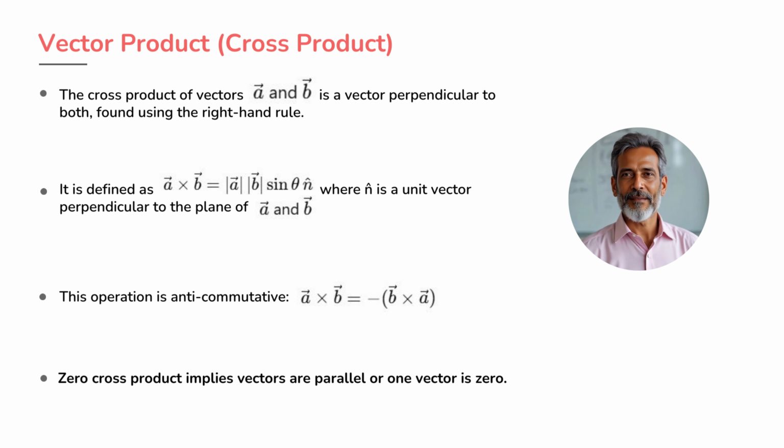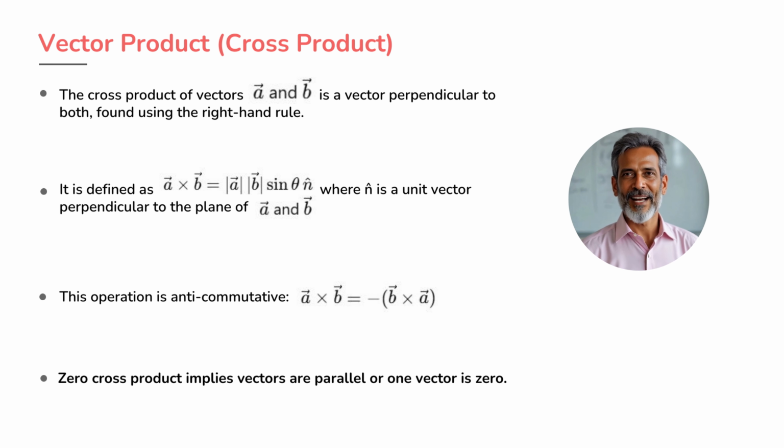Remember, this operation is anti-commutative. That means vector A cross vector B equals negative vector B cross vector A. Swap the vectors, flip the sign. Also, if the two vectors are parallel or if one vector is the zero vector, their cross product is 0 because there's no perpendicular direction in those cases.